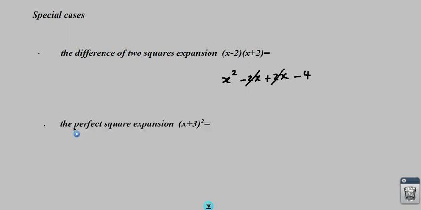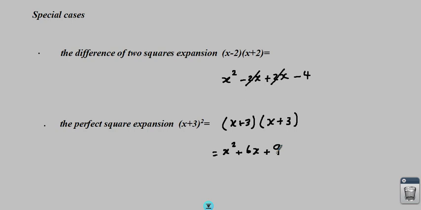Another special case is the perfect square expansion. This is basically saying that we're multiplying x plus 3 times x plus 3. And if we do this using the shortcut, x times x is an x squared. We have a 3x when we multiply those two terms, and another 3x. So we have two 3x's. That's 6x. 3 times 3 is a 9.